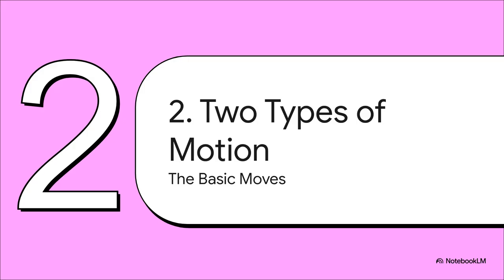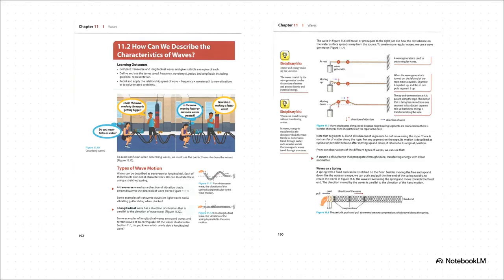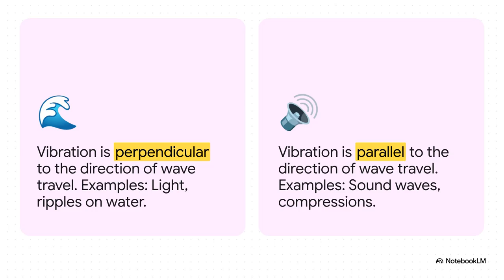It turns out there are two fundamental ways that particles in a medium can oscillate, and that gives us two basic types of waves. So on the left, we've got that familiar up and down wave on a rope. On the right, we've got more of a push and pull wave in a spring, like a slinky. They look completely different, and that's because the particles are moving in fundamentally different ways compared to the direction the wave is traveling. And here's the key difference.